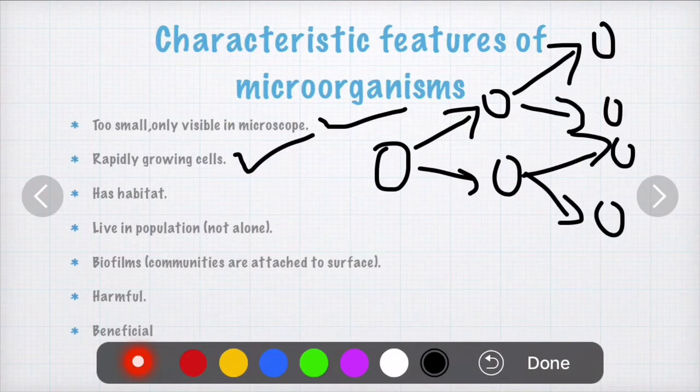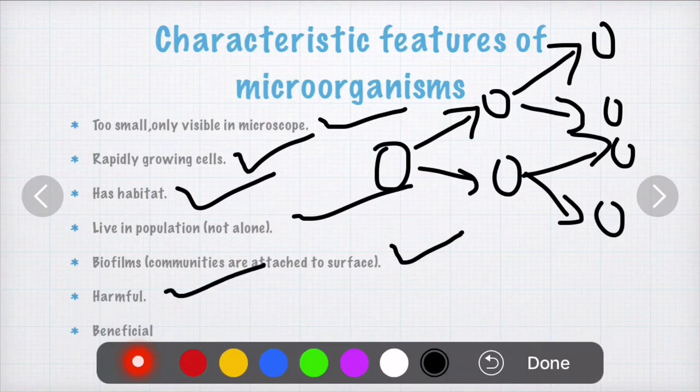This is one of the characteristic features of microorganisms. They can survive in almost all kinds of habitats, even in harsh environments. They can adjust to any kind of environment. They live in populations, not alone, but in groups. That group is a biofilm, which is attached to a surface, which may be any solid surface, either a dead tray or a pipe.